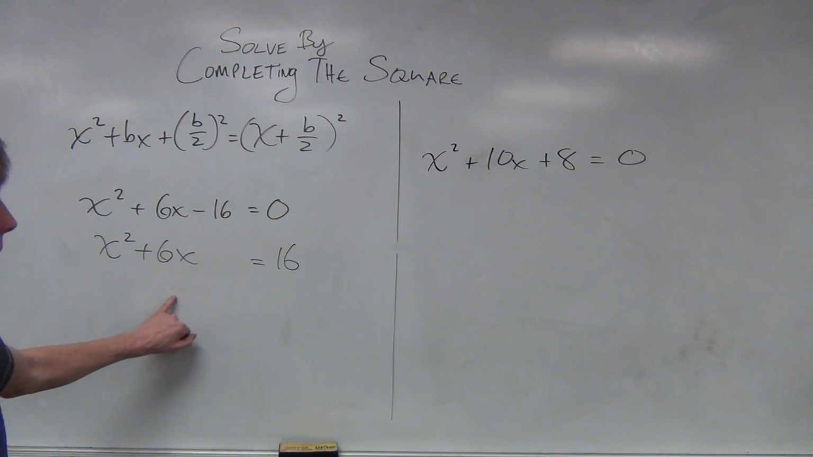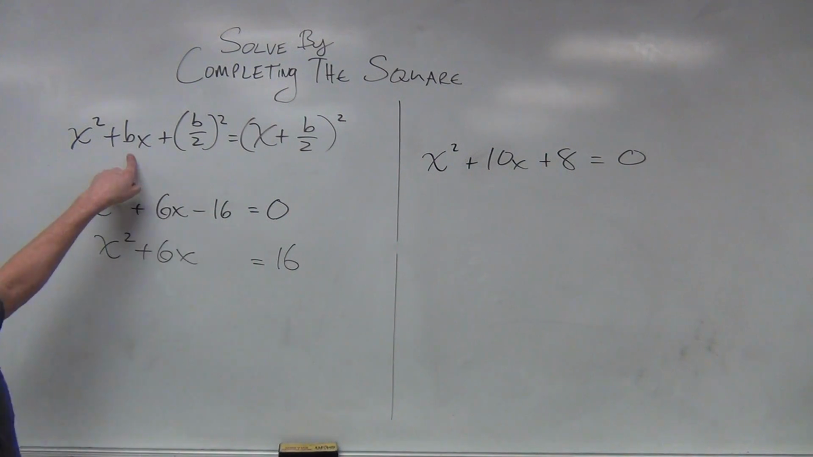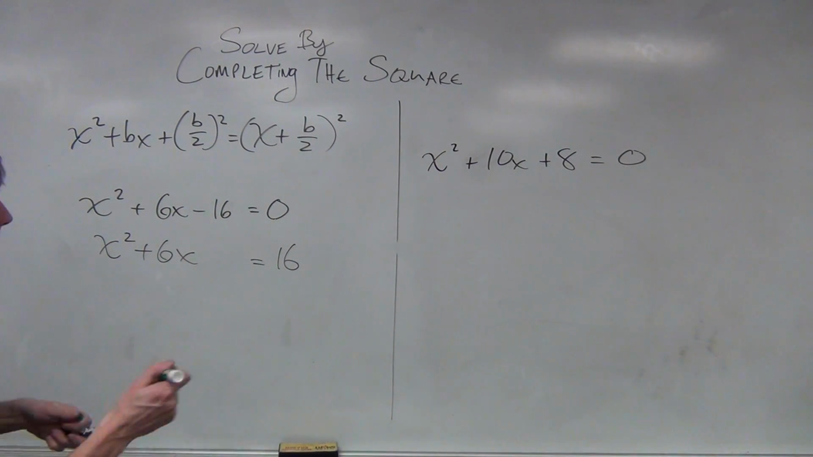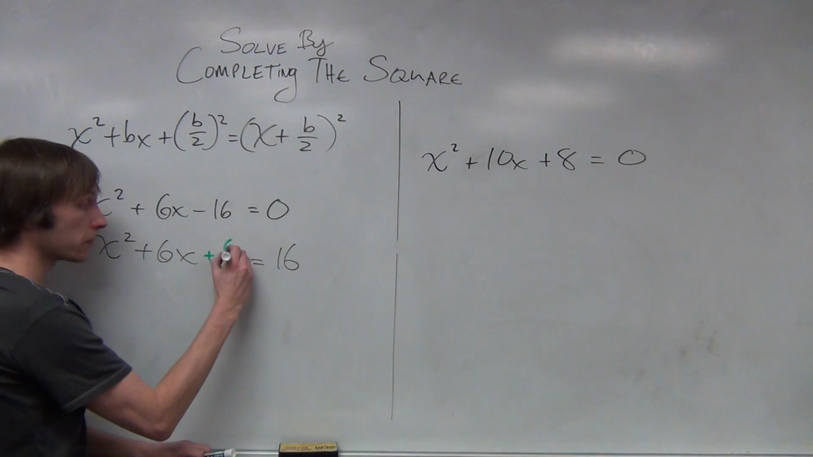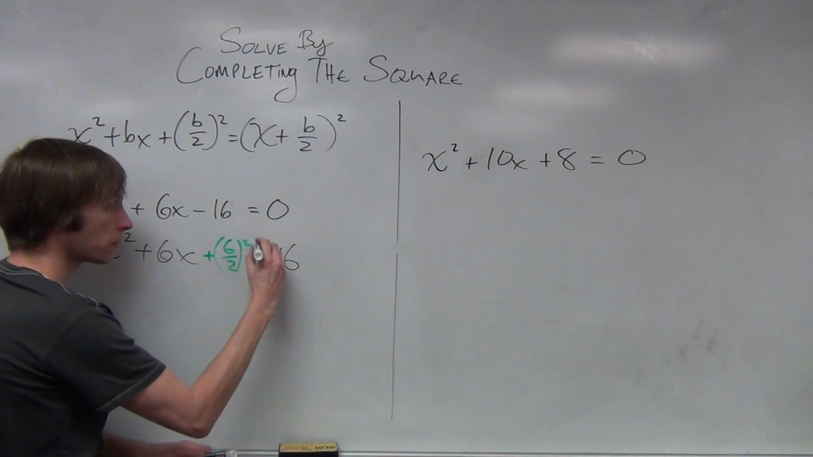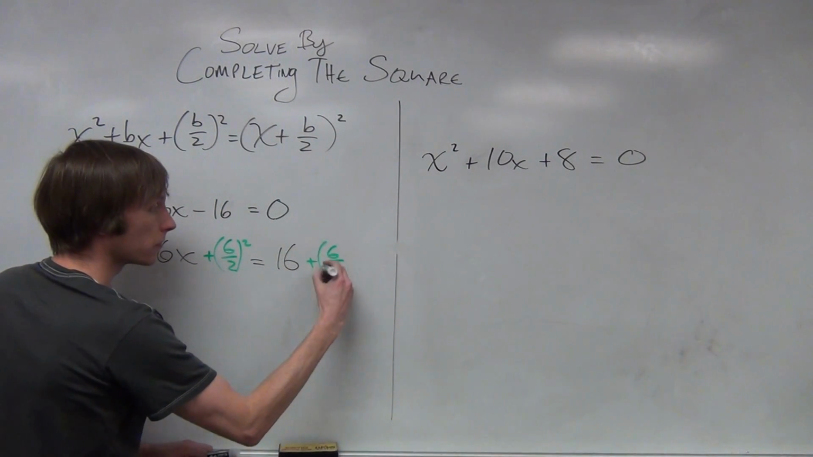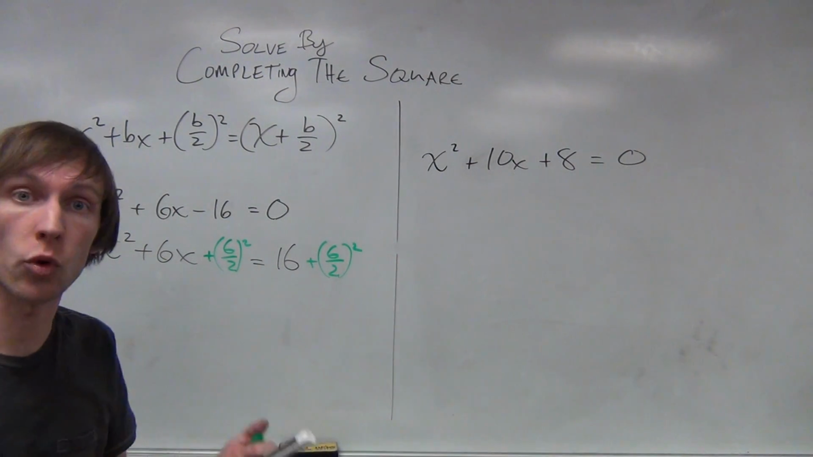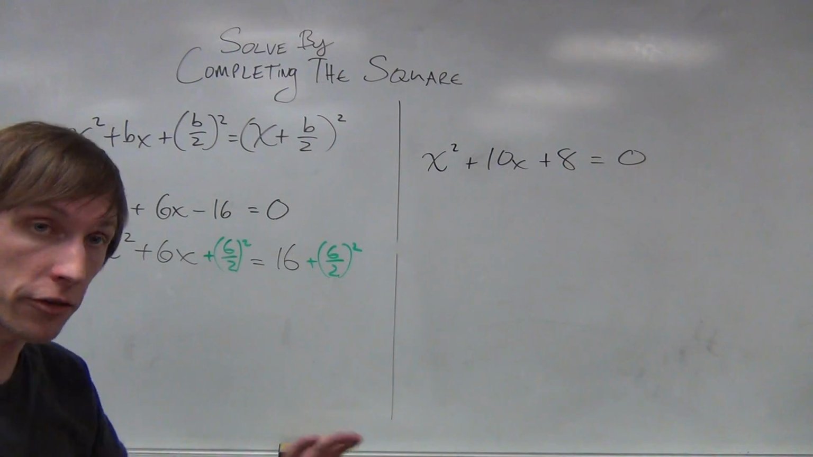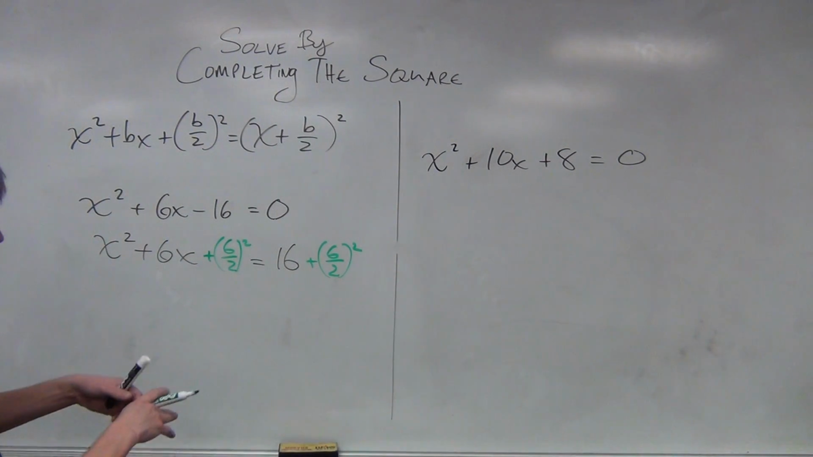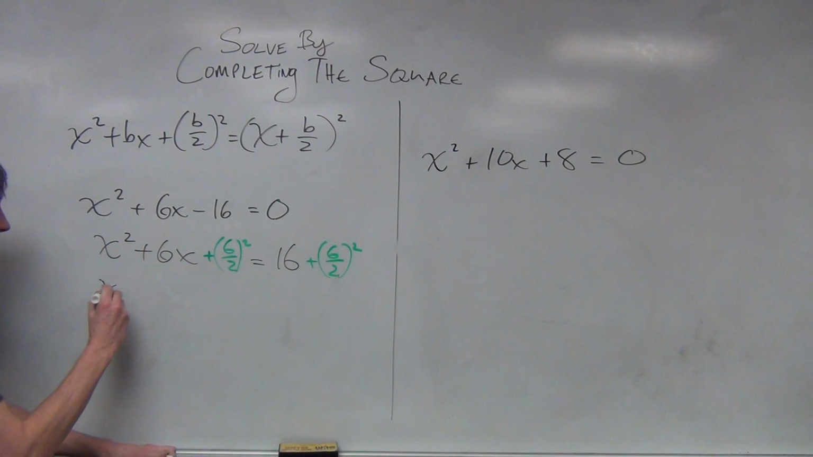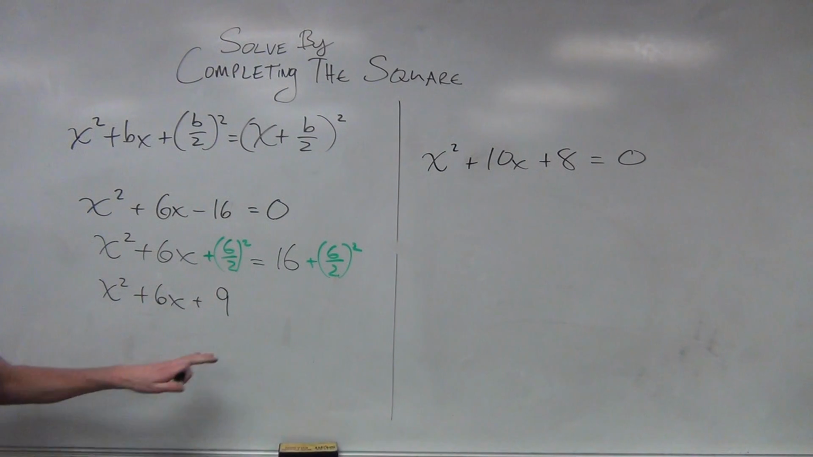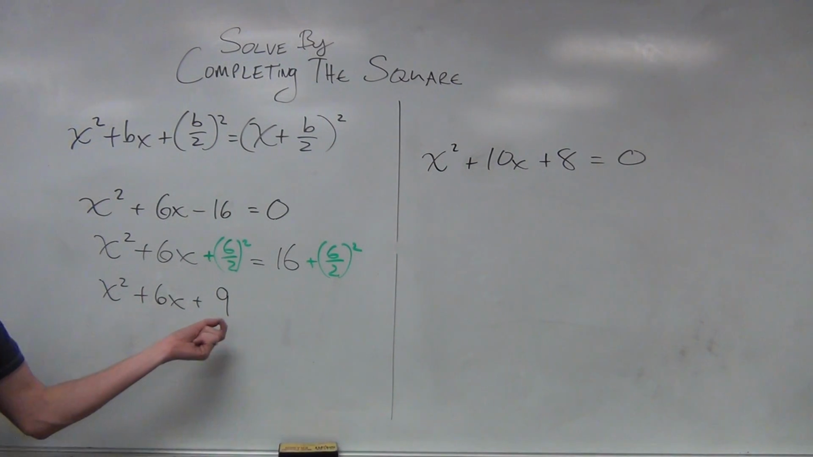Now, 6 divided by 2 is 3. All right, 6 divided by 2 is 3. I'm going to take 3 squared, which is 9, and I'm going to add that on both sides. That's a funny way to write it, but for safety's sake, that's the way I'm going to put it, just to make sure that we are all on the same page. When I do that, this expression on the left is now x squared plus 6x plus 9.